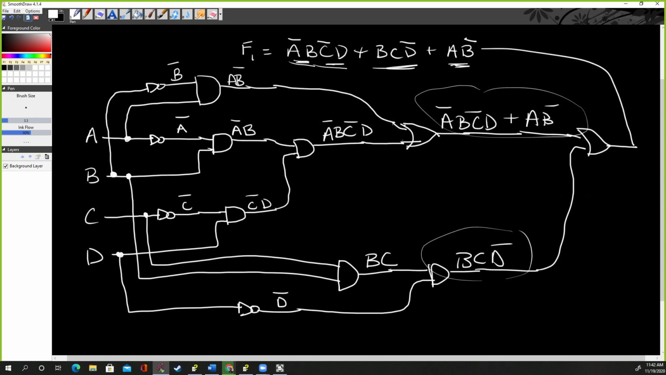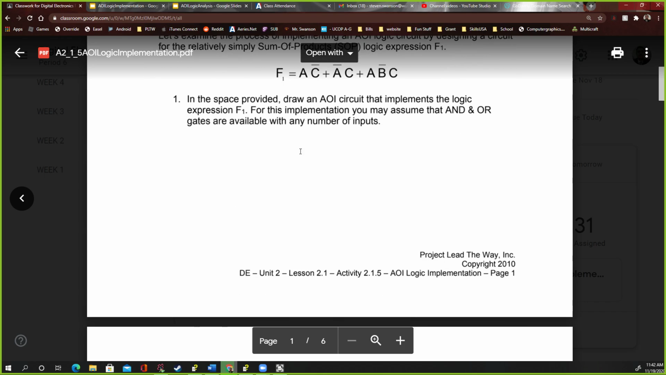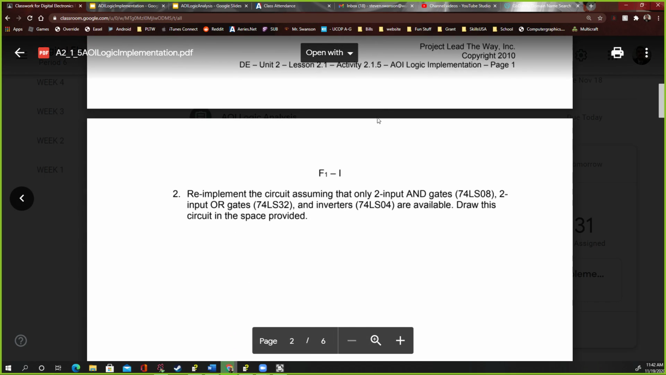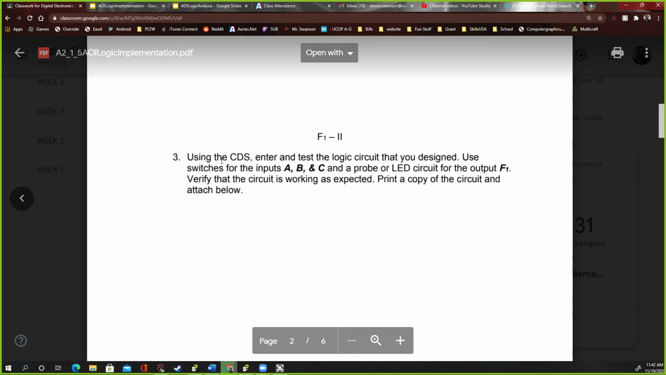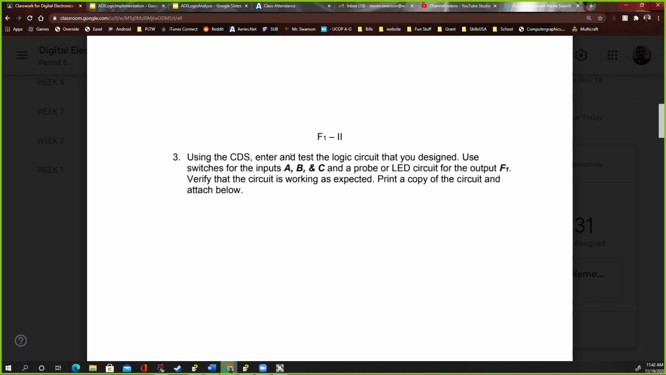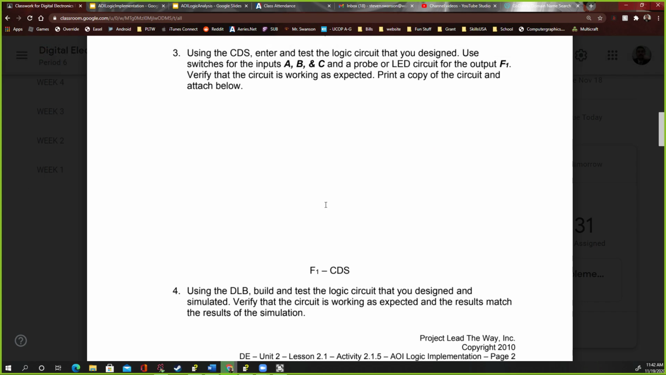In fact, you know what, guys? I'm going to make your assignment easier. If you're paying attention to this, this is going to be much easier. So watch this. So you're going to do this problem right here, and you're going to draw it, and you could assume that you could stick all 3 of those in one AND gate. Great. Then right here, pretend like you can't, and you only have 2 inputs, okay? Then using computer design software, enter and test the logic circuit you designed. So in other words, build it in Multisim, and then you have a screenshot of it here.